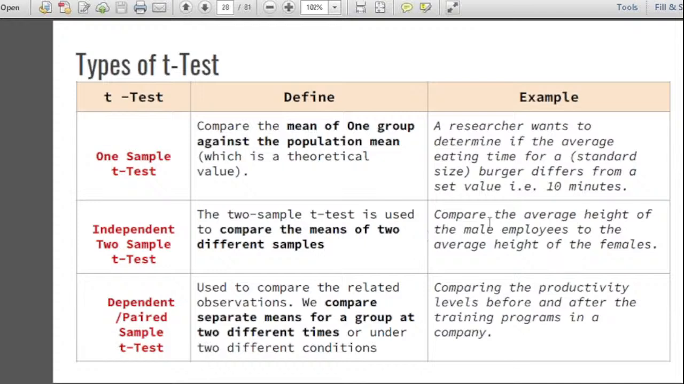For example, compare the average height of male employees to the average height of female employees. What we're doing here is comparing the average height of male employees after taking a sample, and comparing the average height of females. Then we're seeing whether both of them belong to the same population, meaning the average height of males and females is more or less the same. Okay, clear? The example is clear for independent two sample.